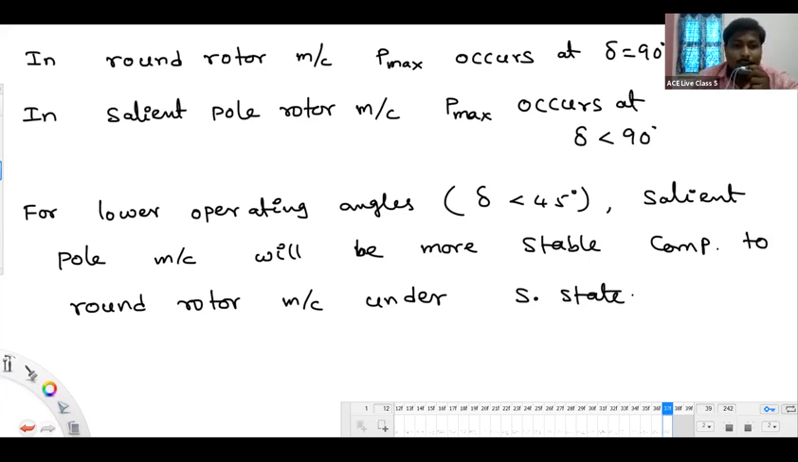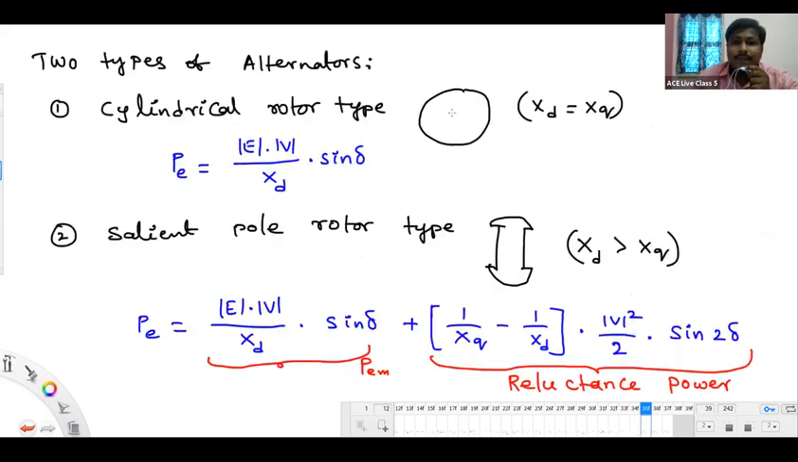For example, if you compare the moment of inertia, please listen here. Which machine will have more moment of inertia here? Is it cylindrical or salient pole? You can think simply of the weight, the volume of the rotor. Which machine will have more volume generally for a given rating? Definitely the cylindrical one. So the cylindrical rotor machine will have higher moment of inertia, so this machine will have more transient stability compared to the salient pole type.